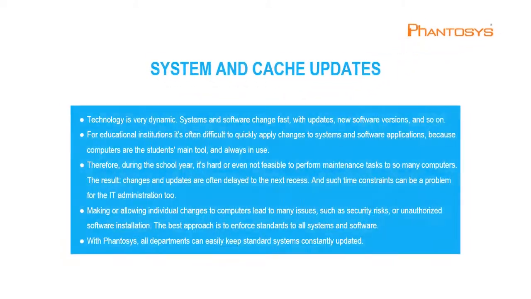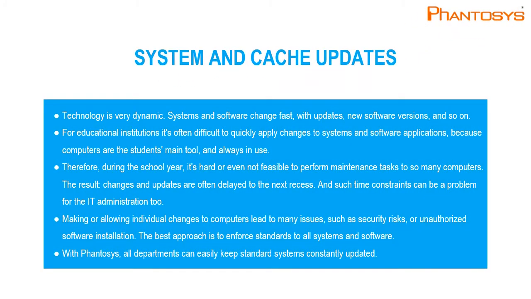Technology is very dynamic. Systems and software change fast, with updates, new software versions, and so on. For educational institutions, it's often difficult to quickly apply changes to systems and software applications, because computers are the student's main tool, and always in use. Therefore, during the school year, it's hard or even not feasible to perform maintenance tasks to so many computers.